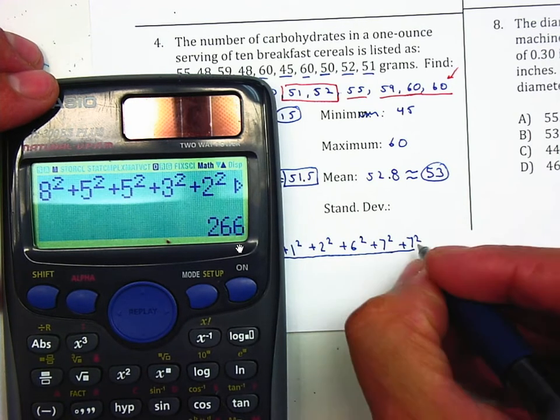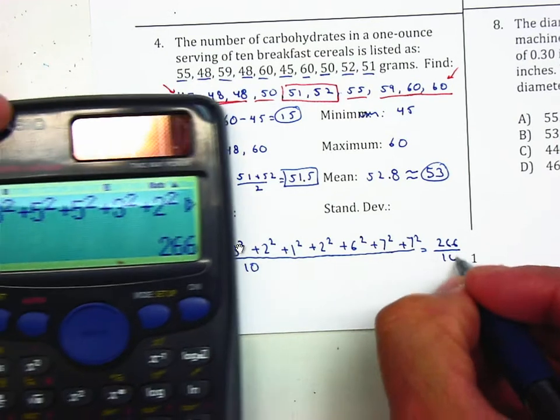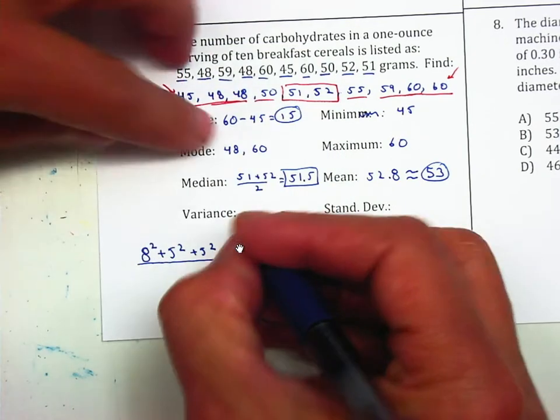And that's going to be equal to 266. And I'm going to divide it by 10. So therefore my variance is 26.6.